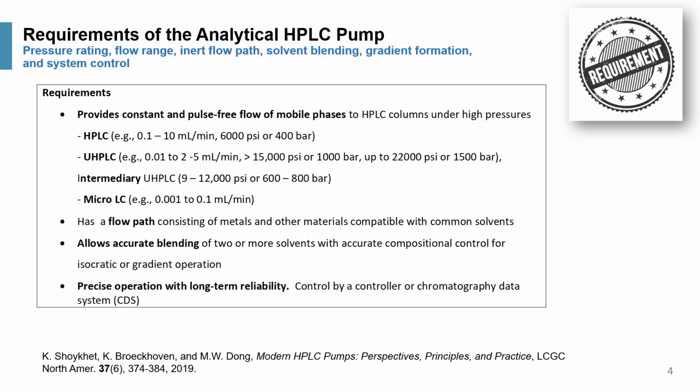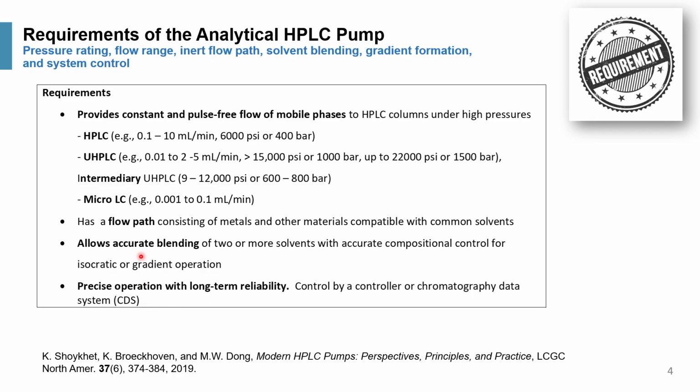Here in this table, we mentioned the requirement for the analytical HPLC pump in terms of pressure rating, flow range, inlet flow path, solvent blending capability, integrated information, and system control, right? So here are some of the requirements, some of which have been explained a little bit before in previous videos. We talked about HPLC versus UHPLC, different pressure limits requirement in terms of PSI and in terms of bars, and intermediate system, also microsystem with lower flow rate.